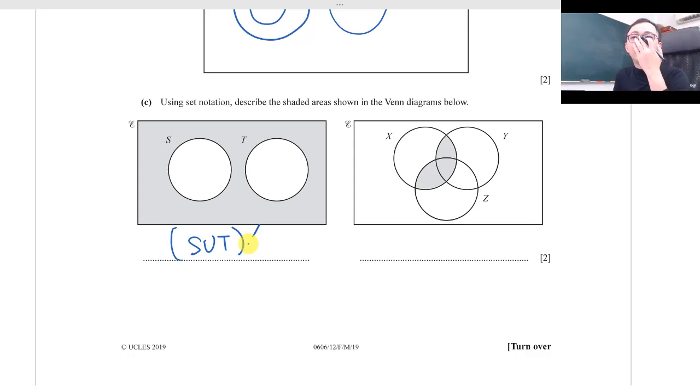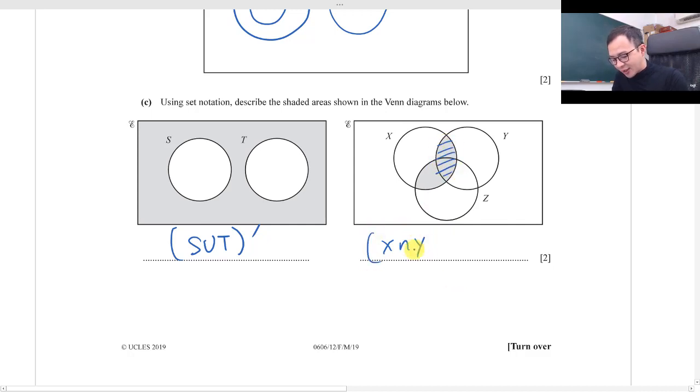Alright, this one might be a little bit hard. The first thing is I will do X intersect Y first. X intersect Y is this part, right? And then I will union with this part also, X intersect Z. So this is how I can quickly write out the set notation here.